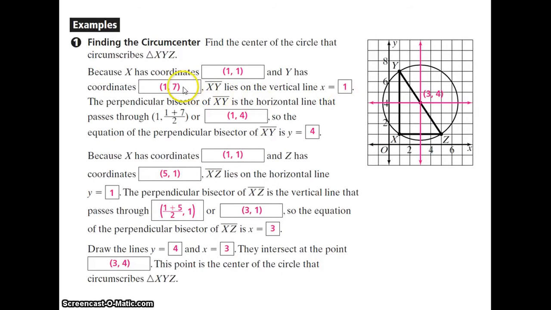Now here's how they did it using the coordinates. Essentially the same thing. We have a point of 1, 1 and a point of 1, 7. That's X and Y. Then they used the midpoint formula, dividing both by 2, and you find that the line y equals 4 will be your point. So 1, 4 is the midpoint of XY. Same thing with XZ. The midpoint ends up being right here at 3, 1. So our point is 3, 4.